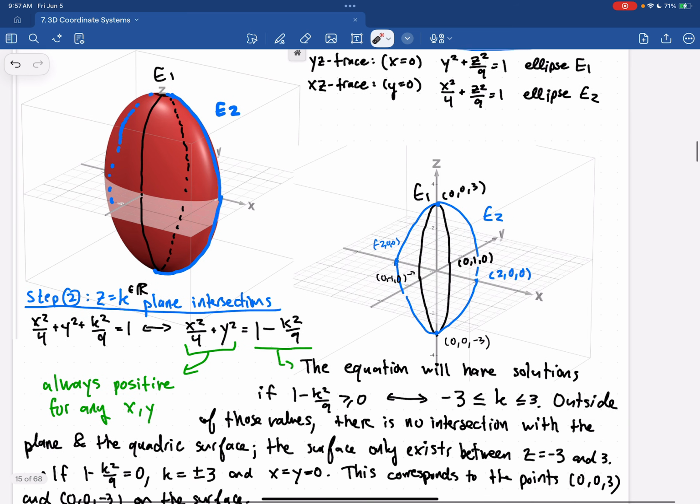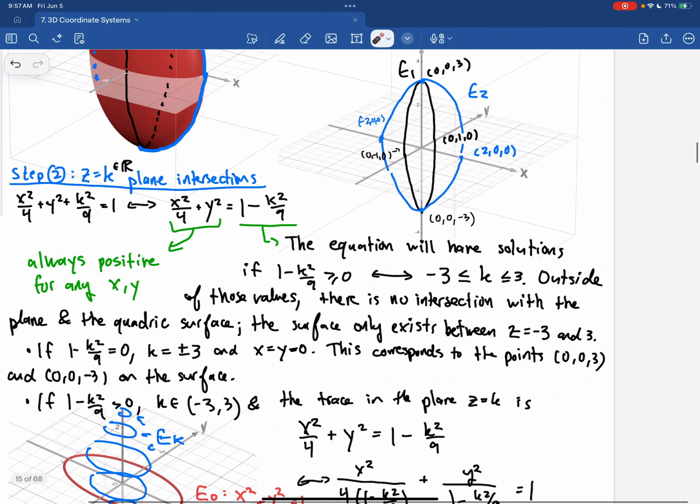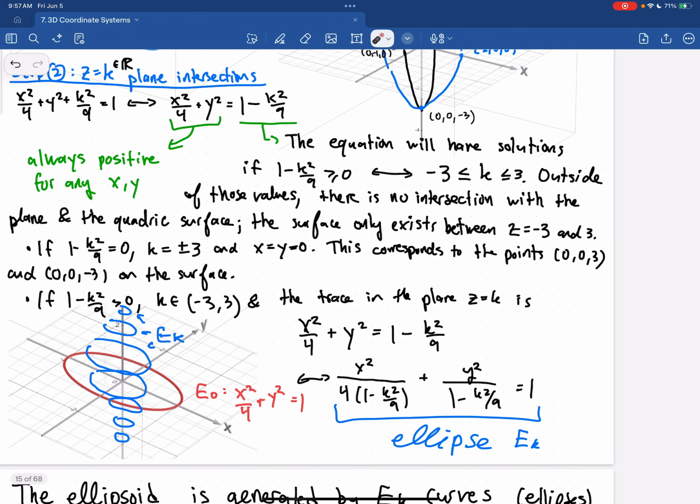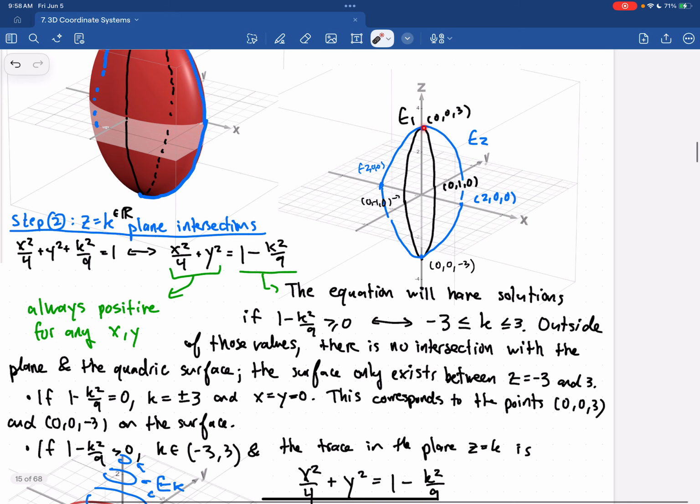Then when we looked at intersections with the plane Z is equal to K, so that's if we're just taking these slices this way, moving up the shape, orthogonal to the Z axis, we find that the equation that we get is the equation of an ellipse as long as there's the condition on K that keeps it between -3 and 3. Outside of that, you get an equation where you've got something positive on the left-hand side and negative on the right-hand side, which makes no sense, so we don't get any surface. That's why our surface stays between the Z values of -3 and 3.